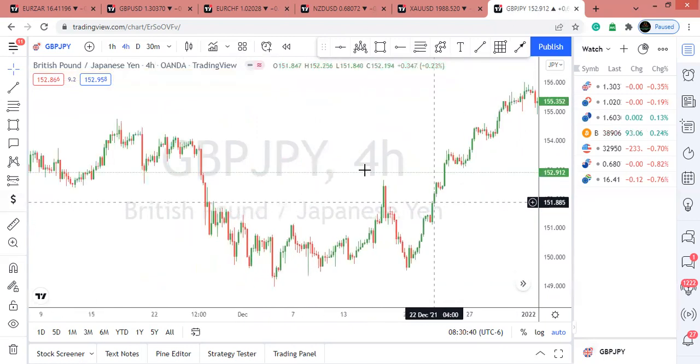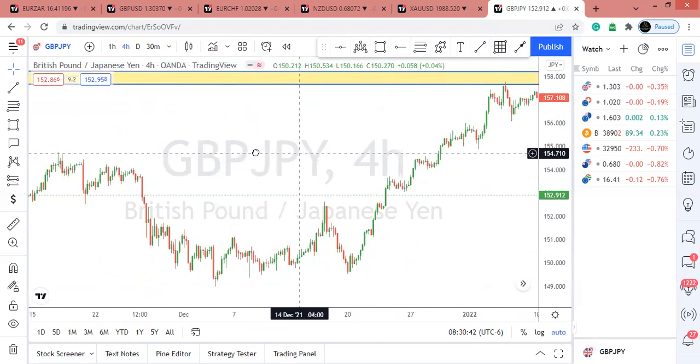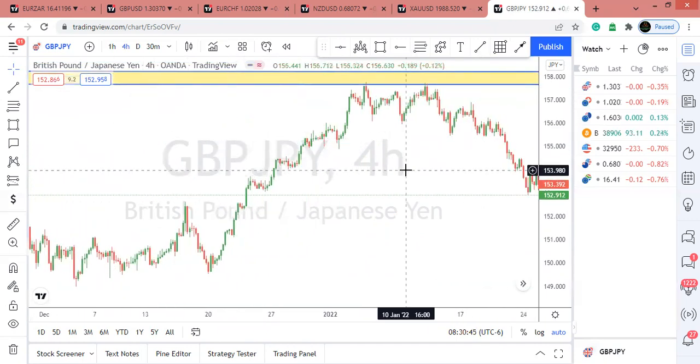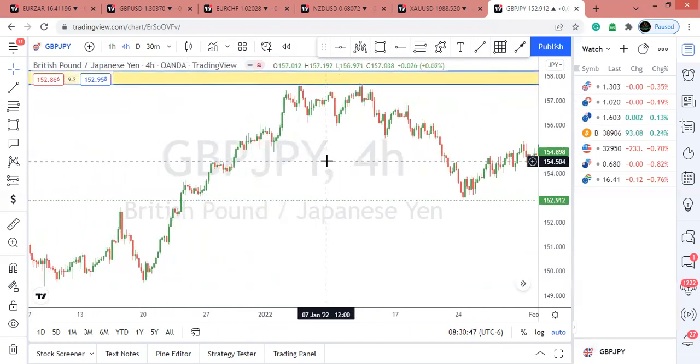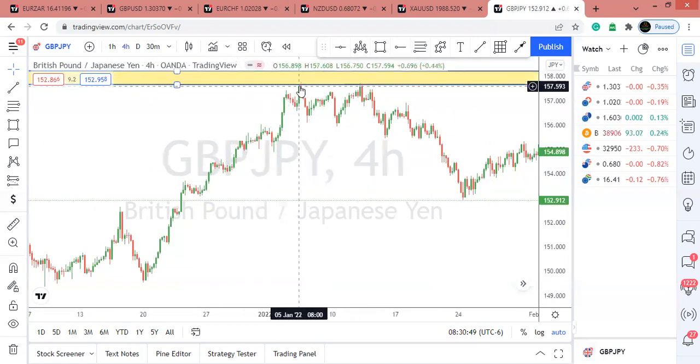I go to a lower time frame. Okay, this 4 hours time frame. Look at what happened here. Now, assuming the first time price is approaching the POI is when you set your sell limit, and when you set your sell limit, you have your stop loss right above it.